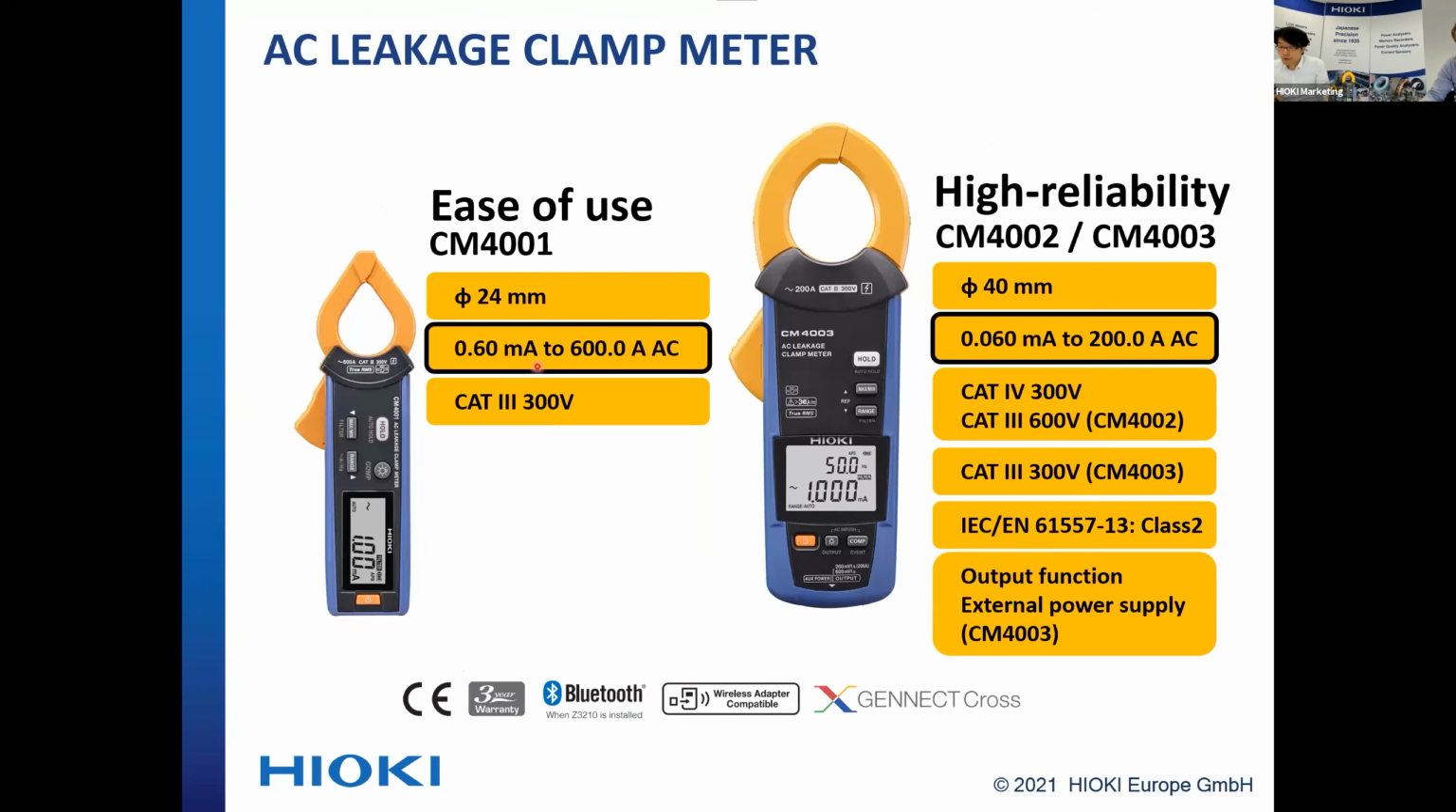Okay, let's look at our new products. So we have two types of products. CM4001 is the small size clamp. However, it has a wide current measurement range. On the other hand, the large one is designed as a high reliability model. It is available in two types, CM4002 and 4003. You can select with or without output function. That's an overview of our new products.